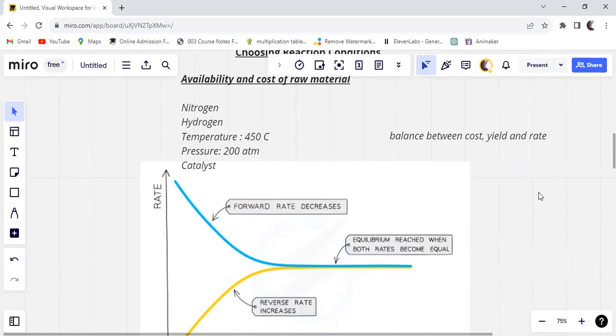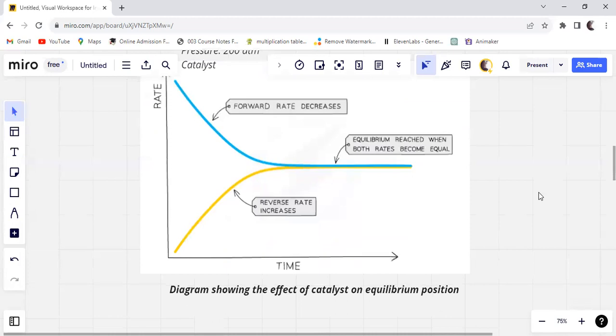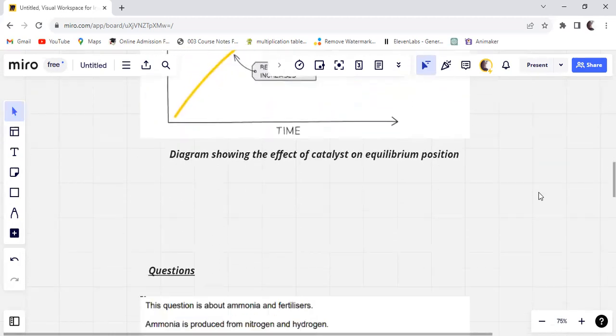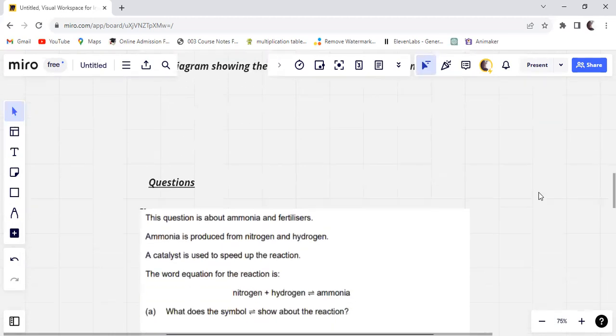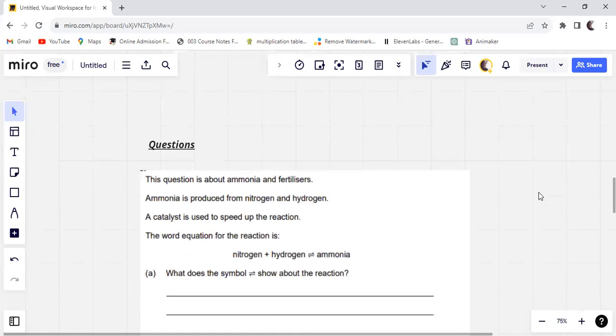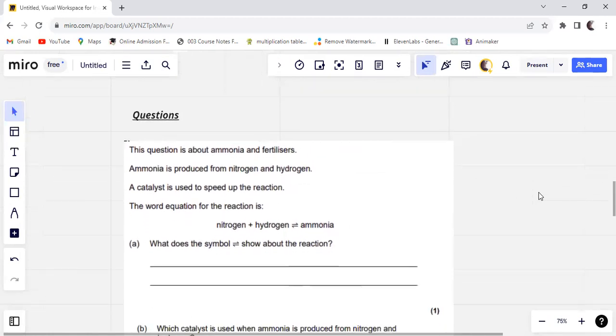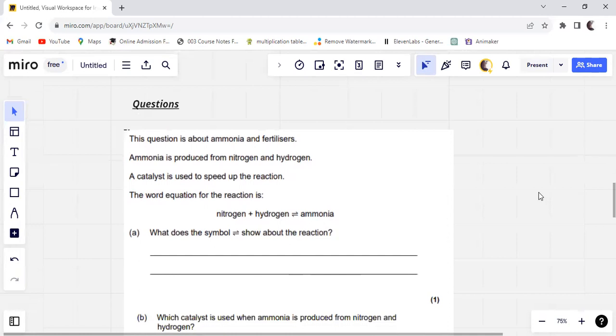So this was all about the production of ammonia through Haber's process. Hope you have understood it in a better way now. Let's see some of the questions related to the Haber's process for the production of ammonia.